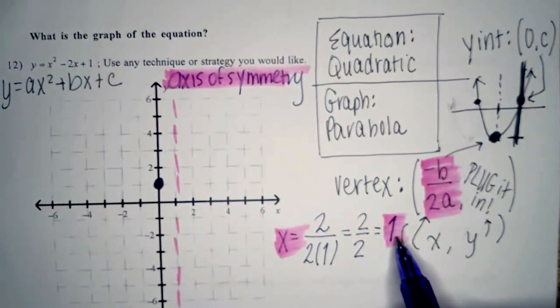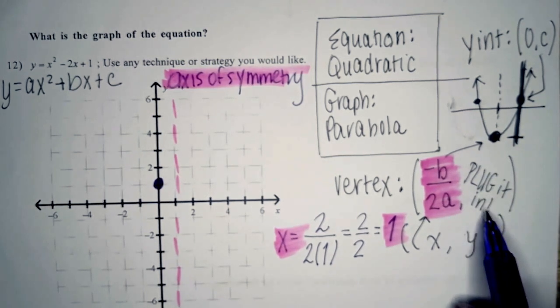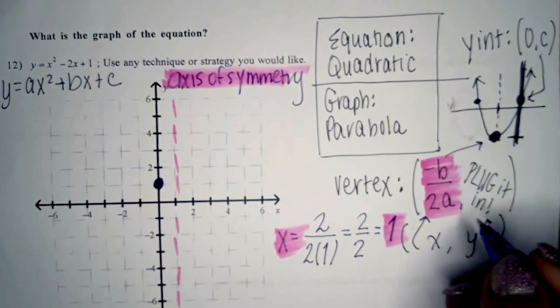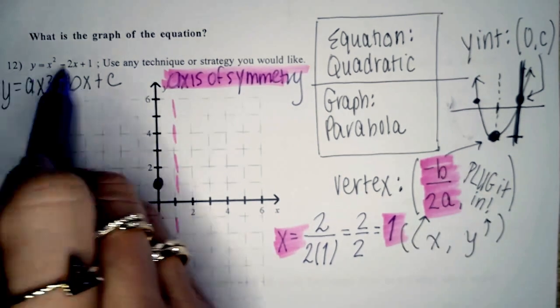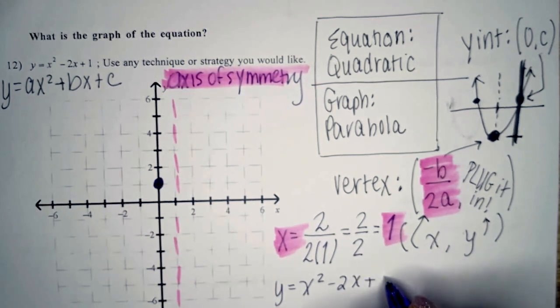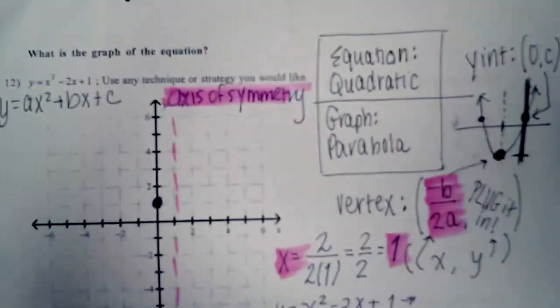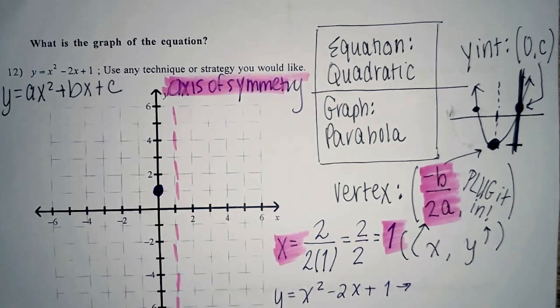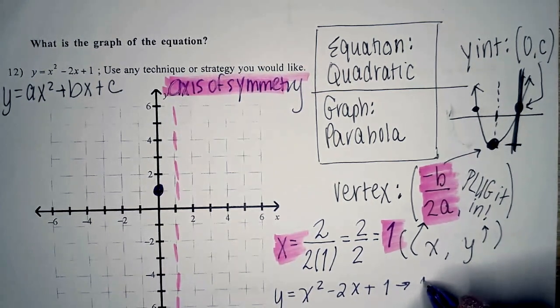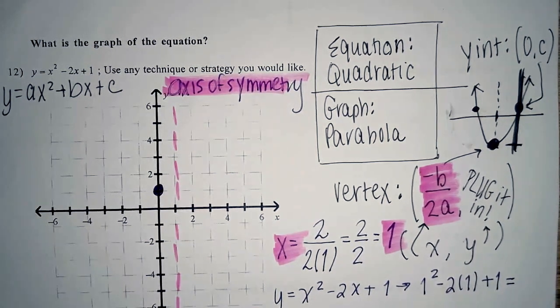Now, I still need the y value of my vertex. So I'm going to take the 1, and Armand told us we're going to plug it in, okay? So JR, if I plug 1 into my equation, y equals x squared minus 2x plus 1, I'm going to fill in 1, okay? Oh, Laura, let me fix the focus. I'm filling in 1 into the equation. I'm down here on the bottom of the page. So I have 1 squared minus 2 times 1 plus 1. JR, what do I get for my y value when I'm done?